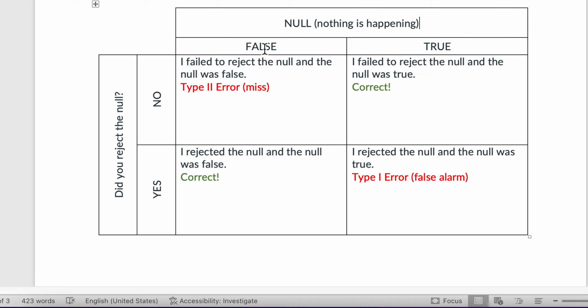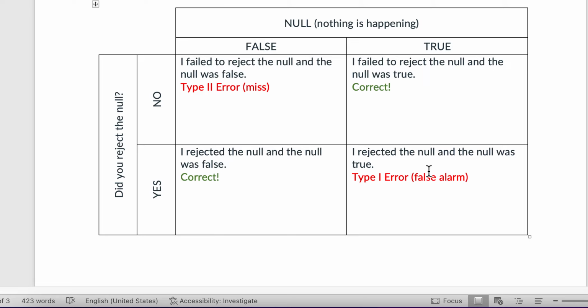If it's actually false and something's actually happening, but you don't reject the null, then that's a miss, right? Because something is happening, but you're not rejecting the null. So you missed something there. Now, if the null hypothesis is false, and you do reject the null, that's a correct statement. I rejected the null and the null was false. So you made the right move here. If the null is true, nothing is actually happening, and you fail to reject, then you're correct again. Both of these are good situations. But if nothing is actually happening and you did reject the null, that's considered a false alarm. So you're saying something's going on when nothing's going on.